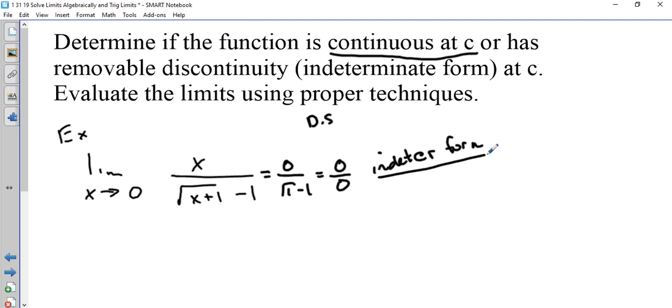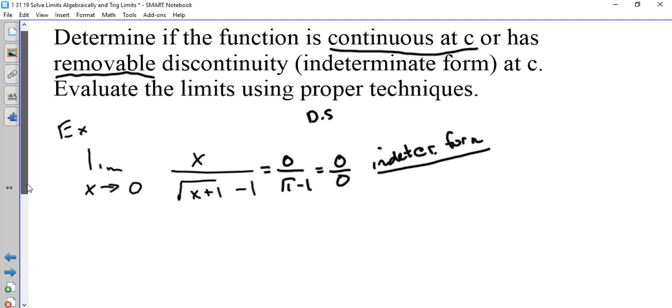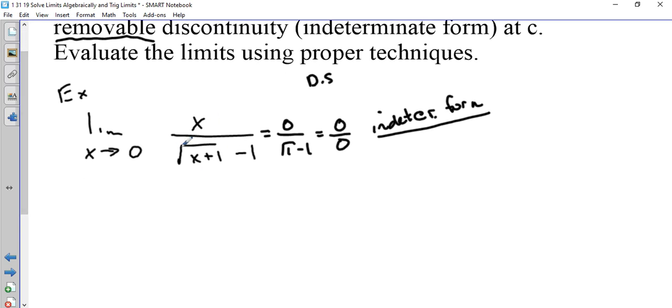Again, indeterminate form. So guess what? We have a removable discontinuity. We got an indeterminate form, and so now we have to simplify. Unlike all the other ones, this is not a really nice equation to factor. So the technique we're going to use is what I call the conjugate technique, or it's called rationalization.